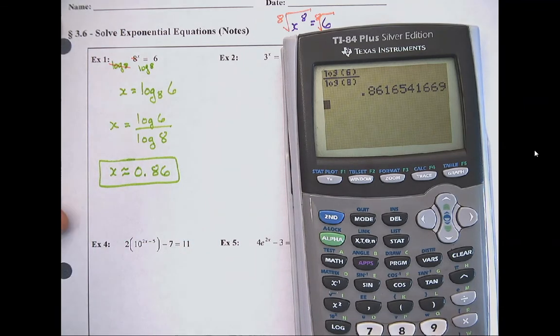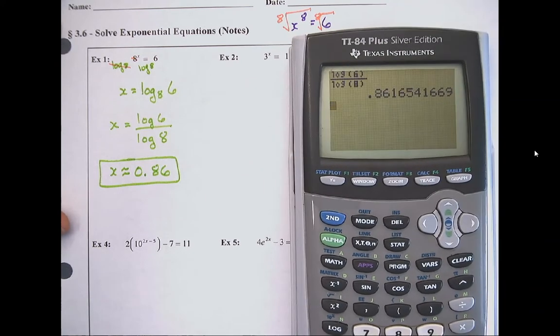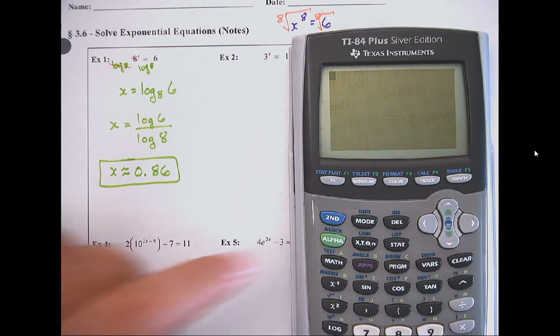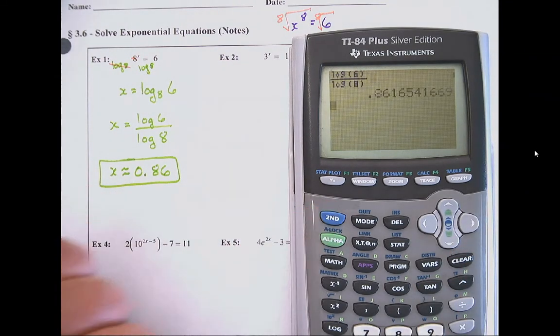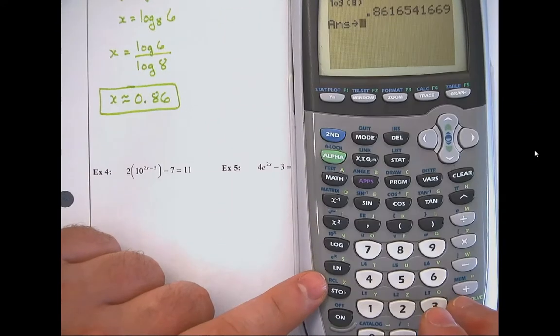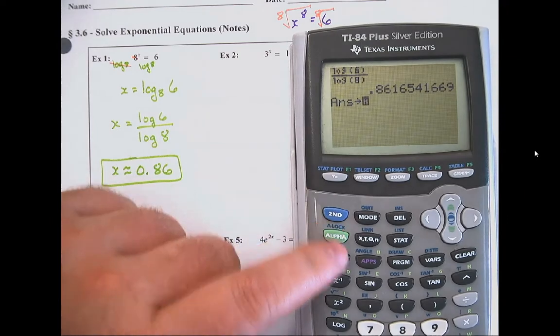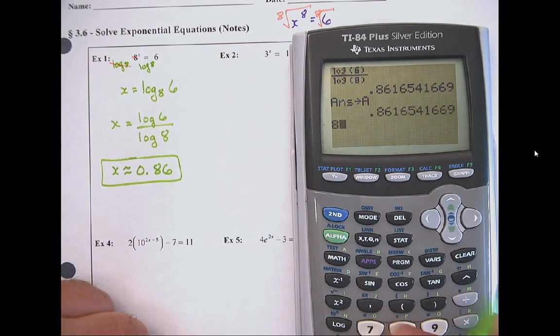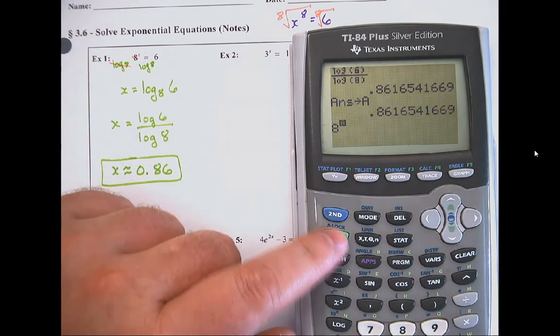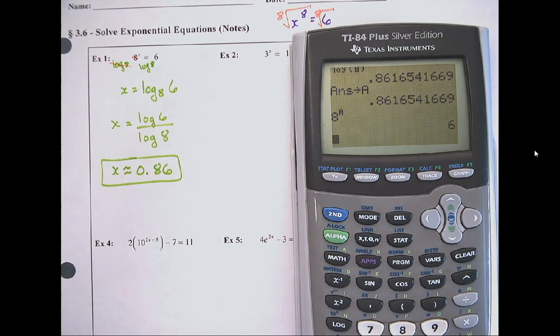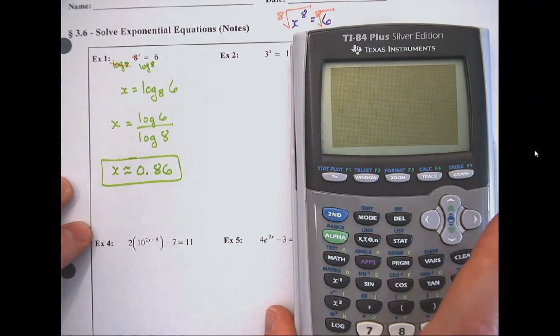Now remember, you can always check these. That's the beauty of an equation, is that you can check them by plugging back in your answer. Now, should we get exactly 6? No, because we rounded. Now, if we wanted to check exactly, we'd have to go back, second enter, and I'd have to store this. Store is down here, STO. Store this as, let's say, alpha A, and then I would go 8 to the alpha A, and I would get exactly 6. Anyway, that's a good way to check.